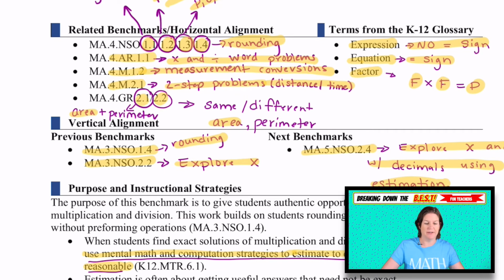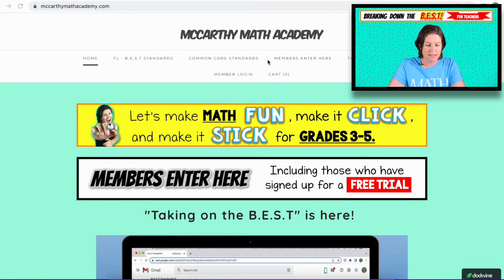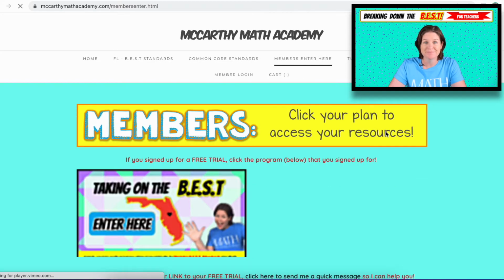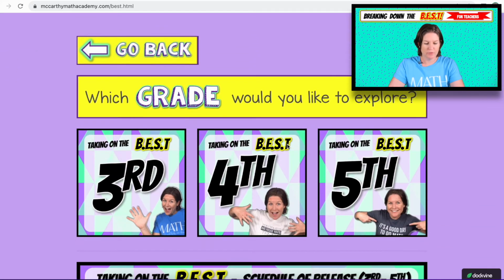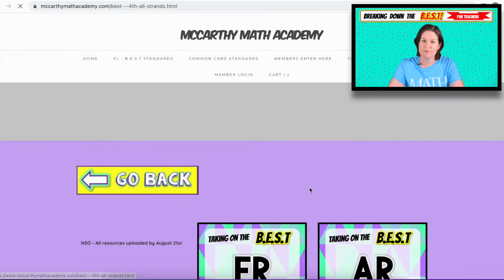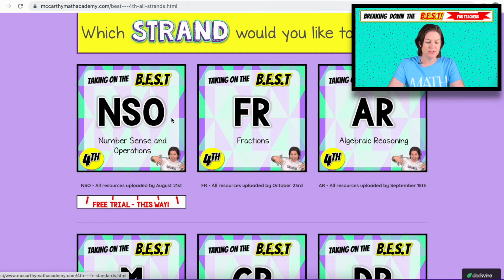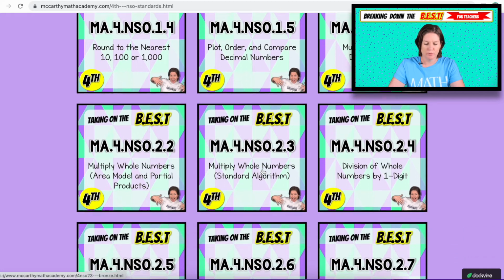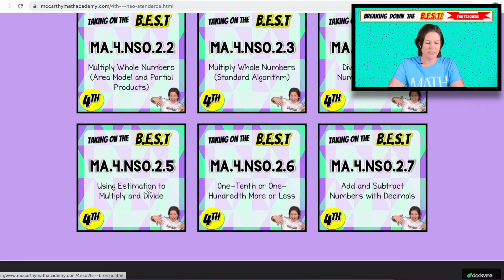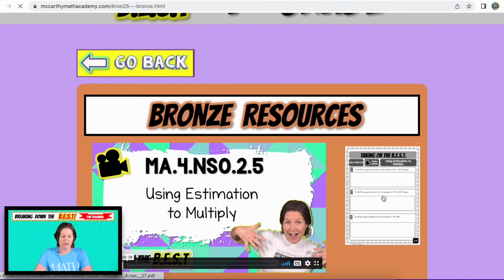So let's do that. Here we are at McCarthyMathAcademy.com. We're going to go to members, enter here. Taking on the B.E.S.T., of course. What grade are we going to explore? 4th grade. Which standard? We're in NSO. We're looking for 2.5, which is right here, using estimation to multiply and divide. Let's click that. And here are your bronze resources.